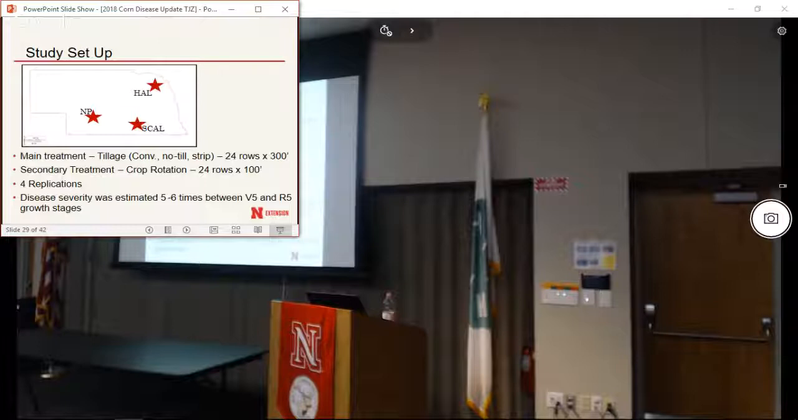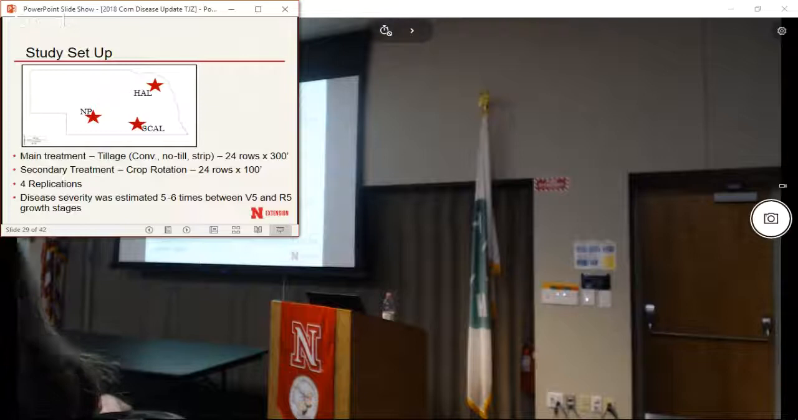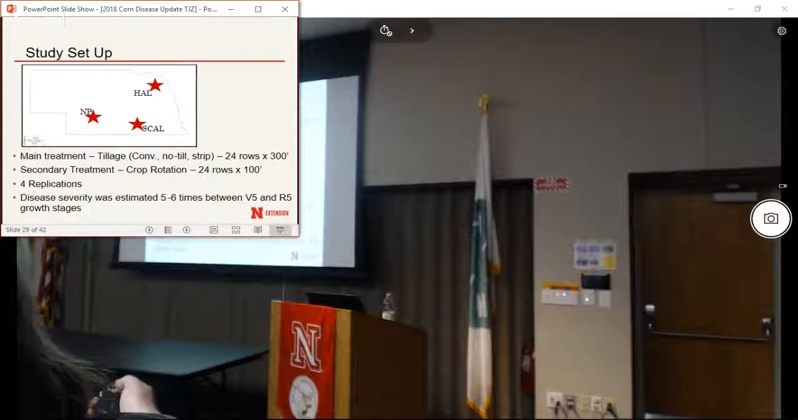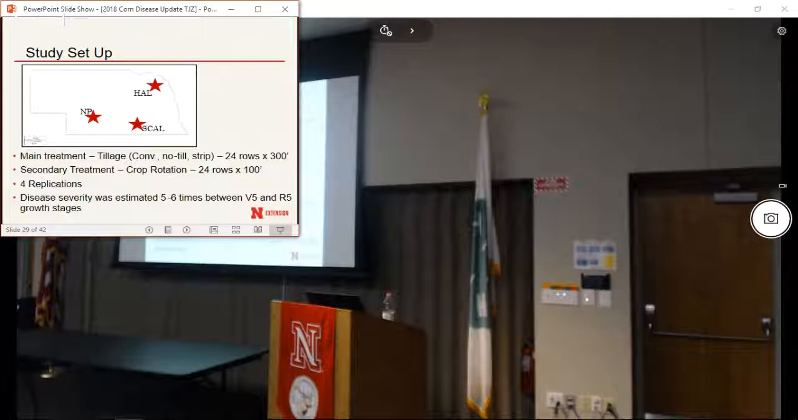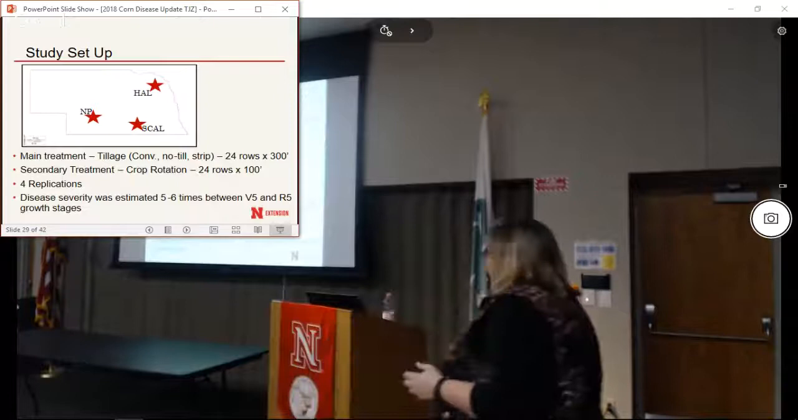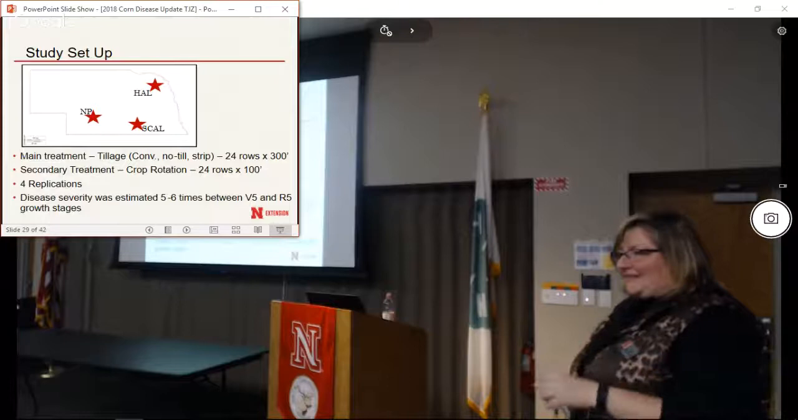So this is North Platte out here. This is up in the northeast, that's the Concord Haskell Ag Lab station. And this is the UNL SCAL, South Central Ag Lab, near Clay Center right there. So just to give you an idea of where we're talking about here. This study was meant to look at what some of our current practices are and how they might impact this disease.